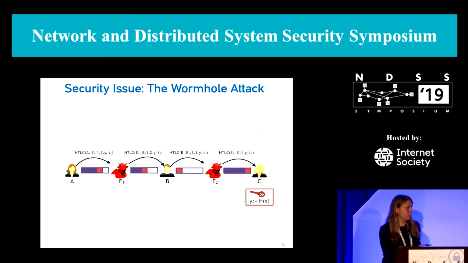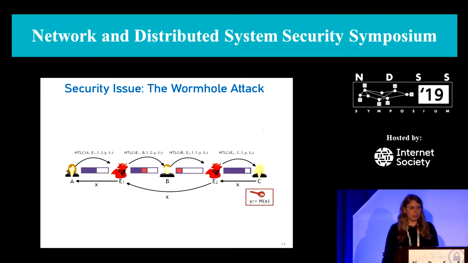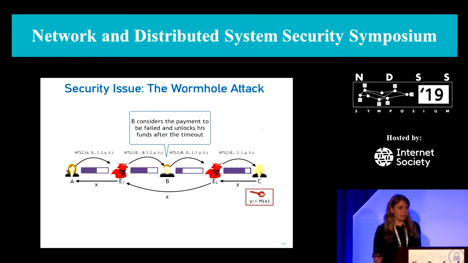Now, when the lock should be released, Carol will start by sending the secret to E2. And now E2, instead of pulling his money from B, will just directly forward the secret to E1, who can then in turn claim the money from Alice. So Bob didn't notice at all that this payment happened. Only after the timeout, the money will be released again, and Bob would just consider the payment to have failed.